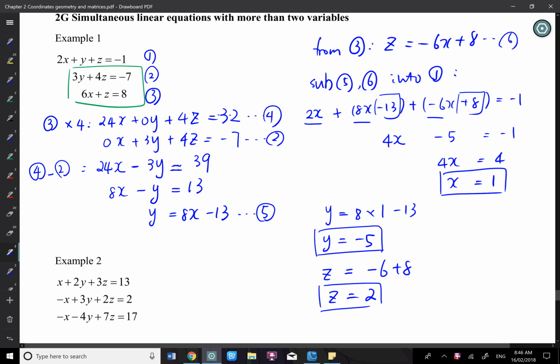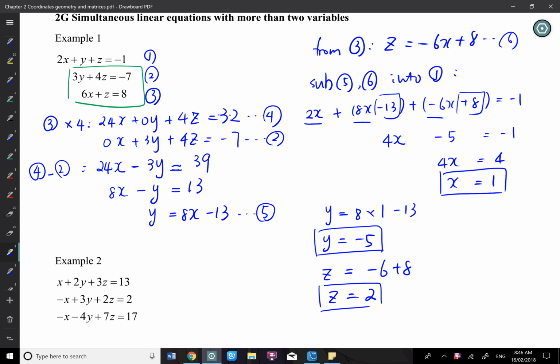Simultaneous equations like this are easy questions, because for the second one and third one, we just have a relationship between y and z and between x and z. So it reduces a lot of the calculations here. If you think about example 2, that will be much harder compared to the first example.